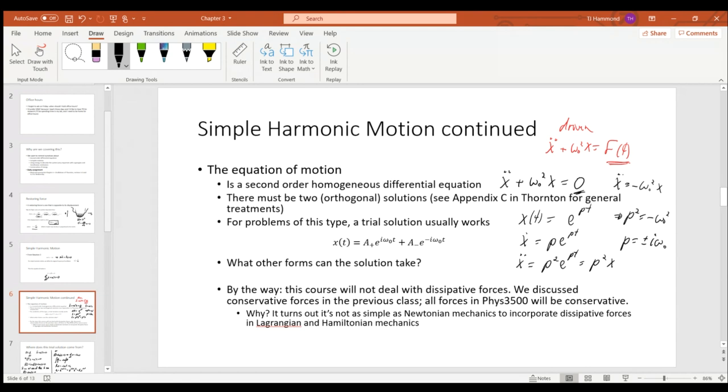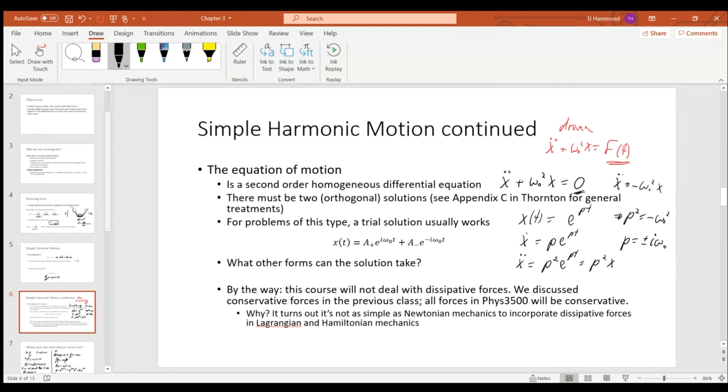You might have seen something like that in differential equations. And so you can use that by trial solutions. In the next slide, I'll show a little bit more why that trial solution works. I'll also ask you, what other forms can this solution take? You're probably used to seeing cosine and sine, and we'll get into how these are the same thing.